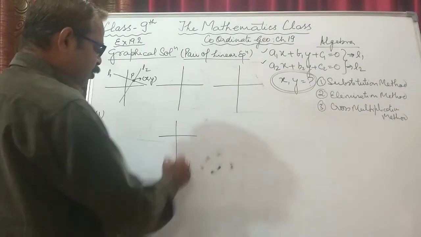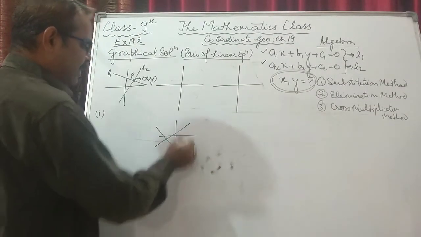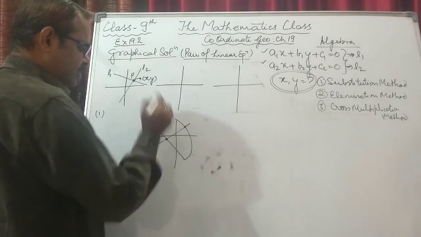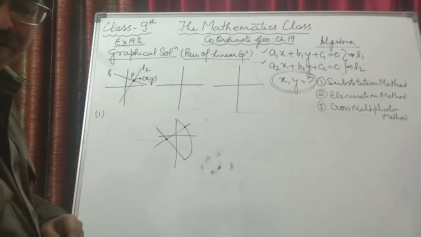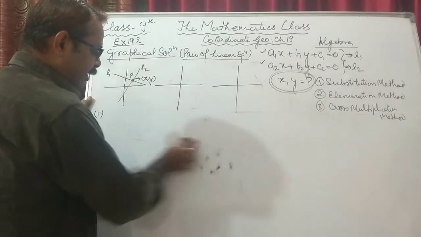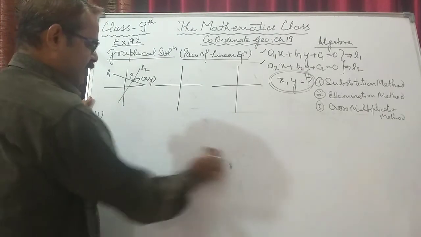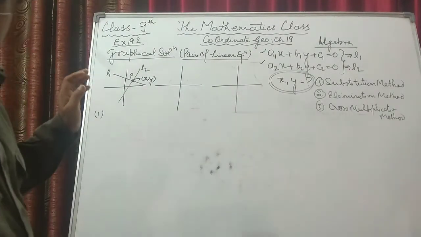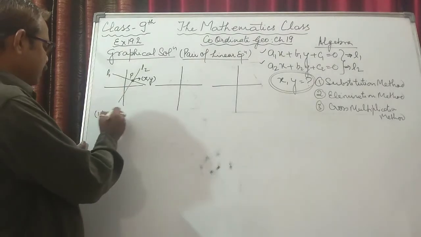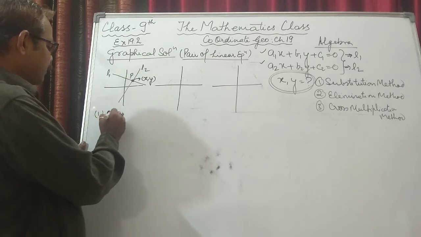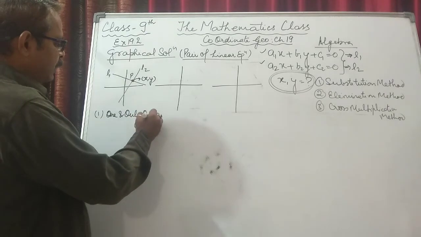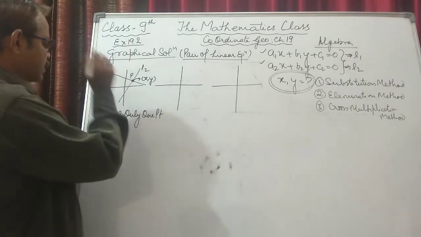It is not possible that you draw a straight line and another straight line comes and cuts it again at another point. So there cannot be 2 points, because two straight lines can intersect each other in only one point. It is not possible that they intersect each other at 2 or more points. So if this is the condition, then I am writing: one and only one point. This is the first condition.